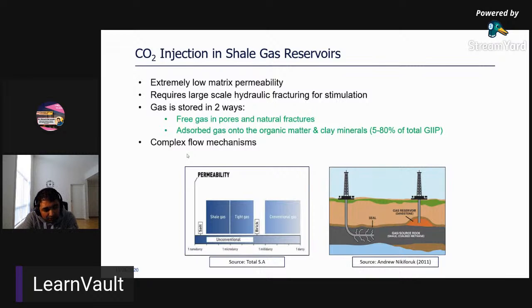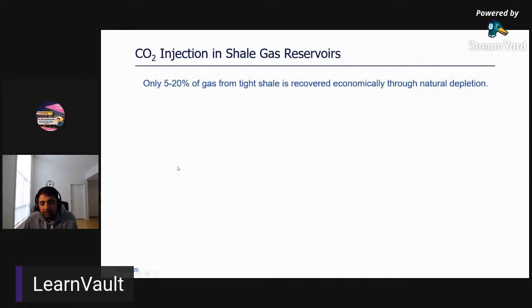Now, when you try to model this adsorption, it brings non-linearity into the equations, so it becomes difficult to model. Also, because of the nanopore structure of the matrix, it induces a lot of complex flow mechanisms. So it becomes very difficult to predict how your production from the shale gas would behave. But in spite of this technological advancement and the fracturing done, only 5 to 20% of this gas is recovered economically through natural pressure depletion.